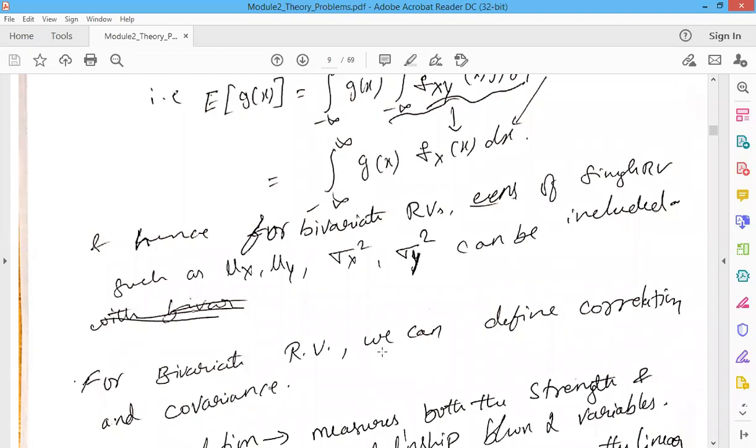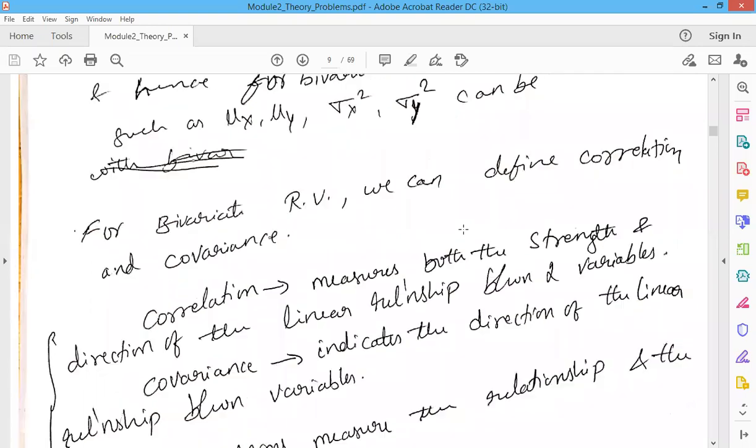So for that reason, for the bivariate random variable, whatever equations we have used for the single random variable, like the mean μx, μy, and also the variance equations σx² and σy², the similar equations can be used for the calculation of the mean, variance, and standard deviation for the bivariate random variables also.